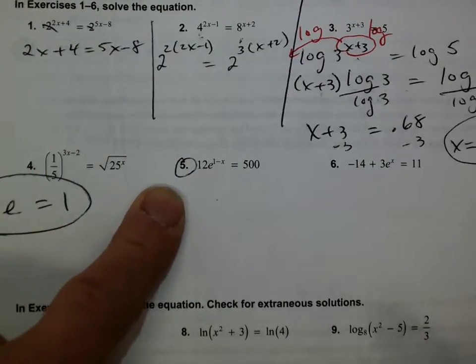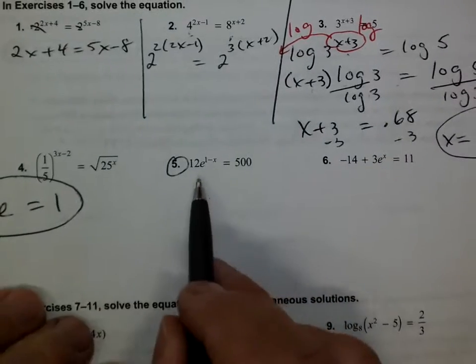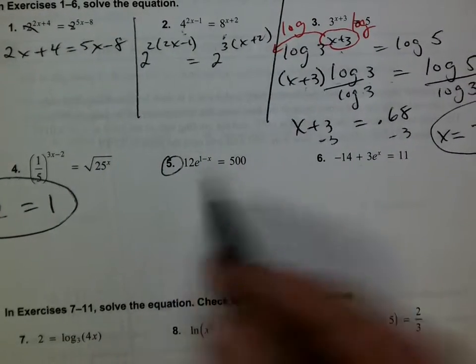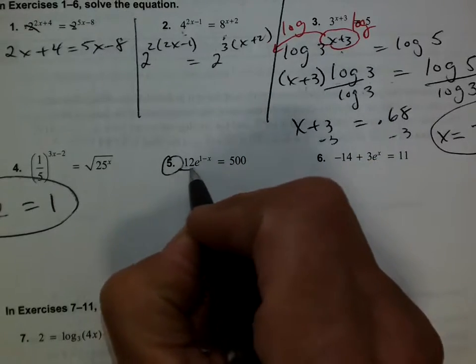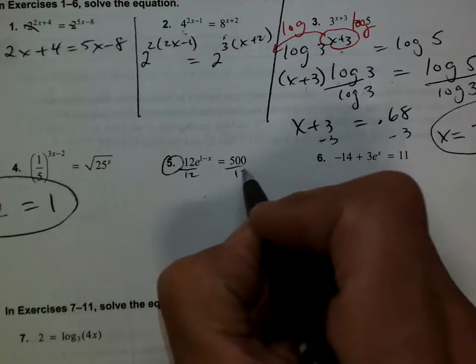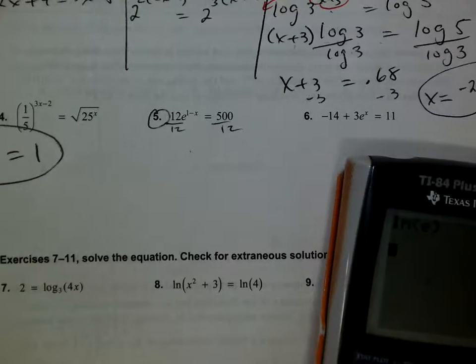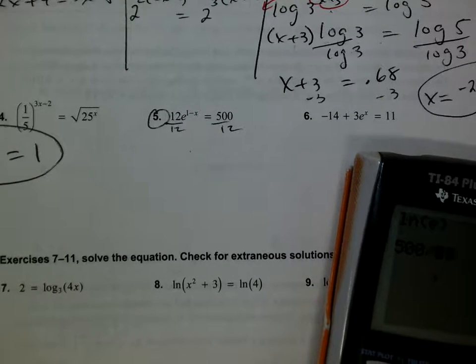So let's go back to 5. Before I do anything with 5, this 12 is kind of annoying, so I'm going to get rid of it right off the bat. We'll divide by 12, divide by 12, just get rid of that 12. So what is 500 divided by 12? I don't know.